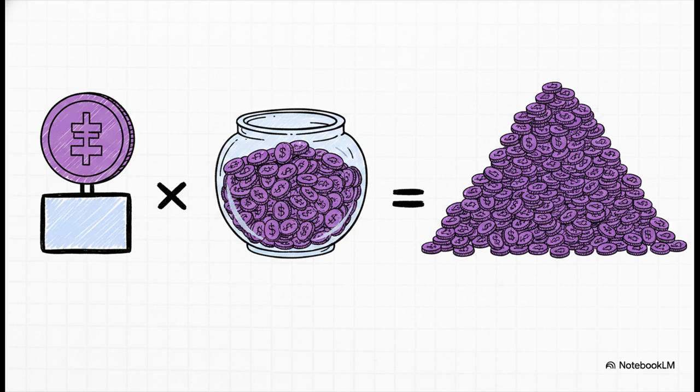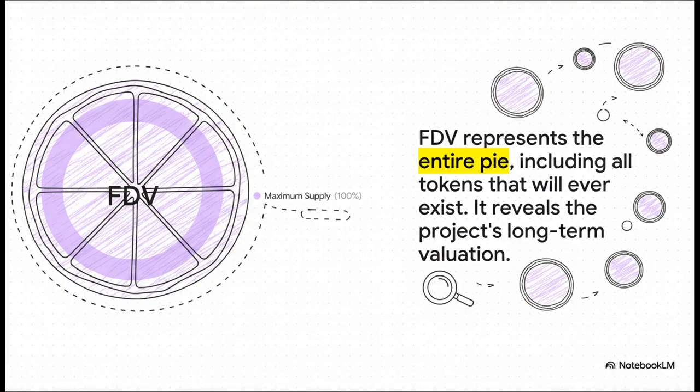This number gives you the project's ultimate, full, long-term valuation. And here you can see the difference, plain as day. Remember that tiny little slice from before? That was market cap. This is FDV. It's the whole pie, the entire thing. It's the value of the project if every single token was in play. And let me tell you, understanding the gap between that little slice and this whole pie, that is everything.